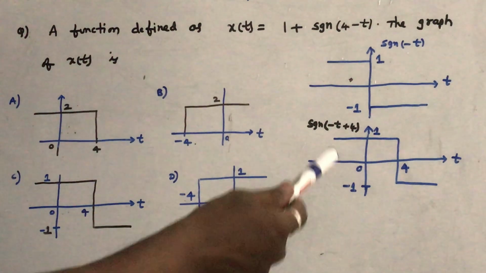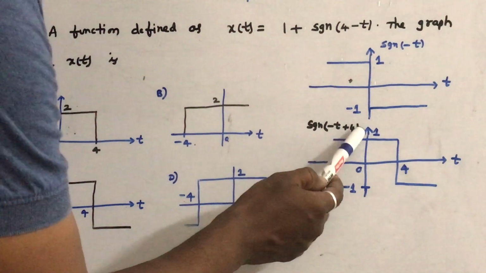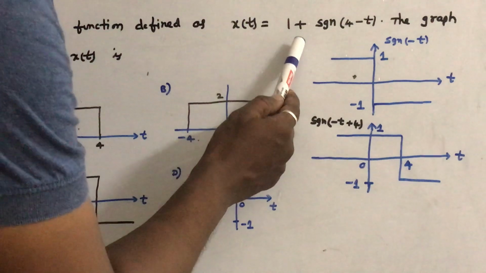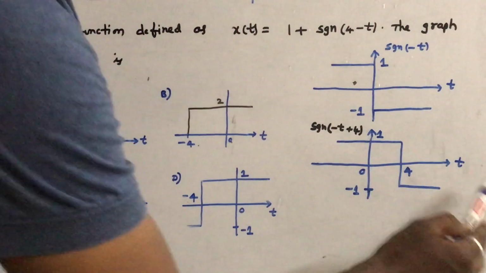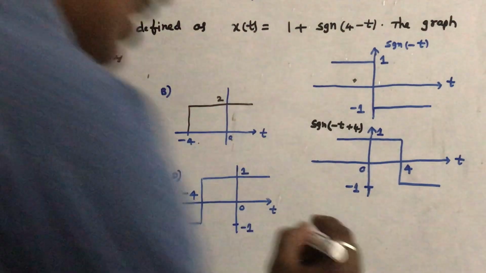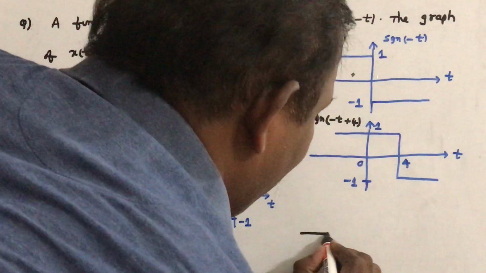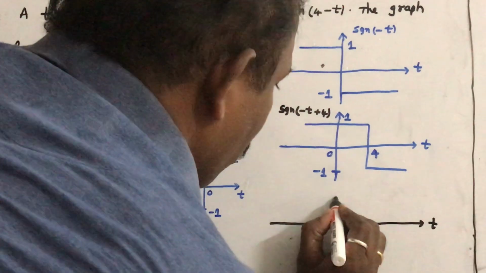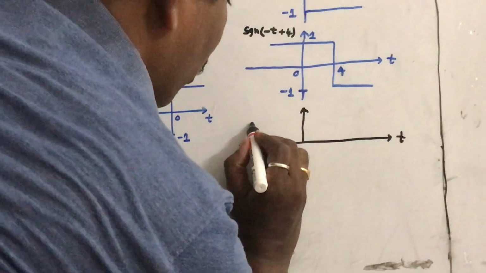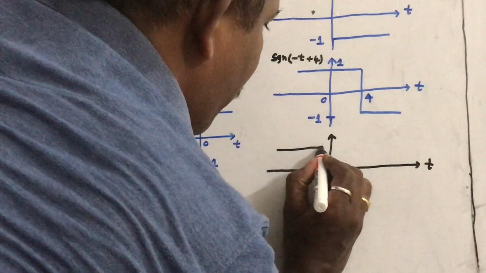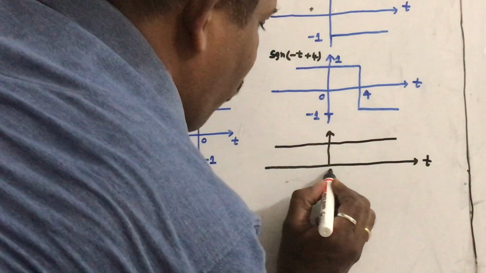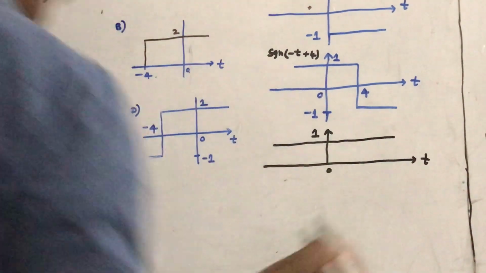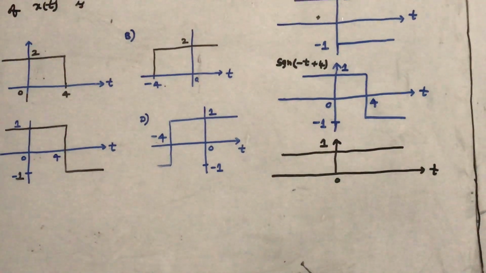Now, we have written signum of minus t plus 4, or 4 minus t. Now we have to add 1 to this waveform. So take another diagram, say this is t. So this is 1. As you know, 1 means for all the time duration its magnitude is 1.